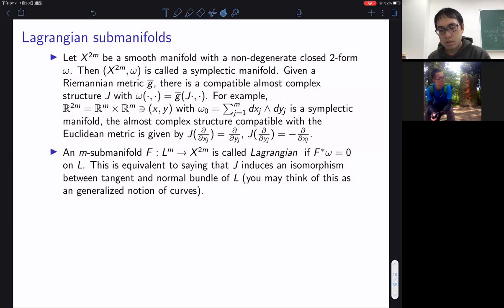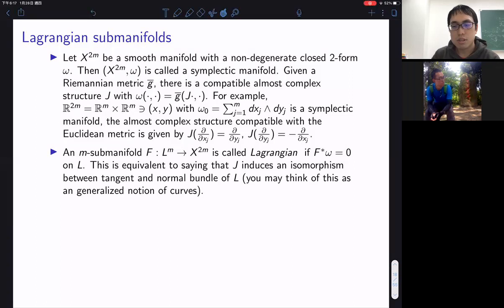So a half-dimensional submanifold L is called Lagrangian if you restrict the symplectic form omega onto L, it is equal to 0. That is, if you plug in two tangent vectors to L into omega, you get 0.